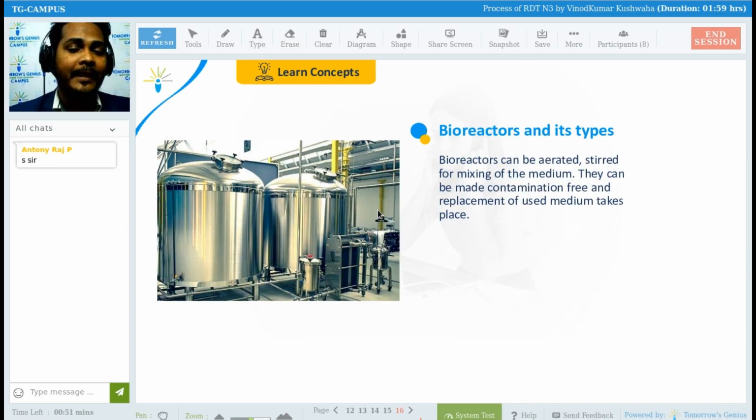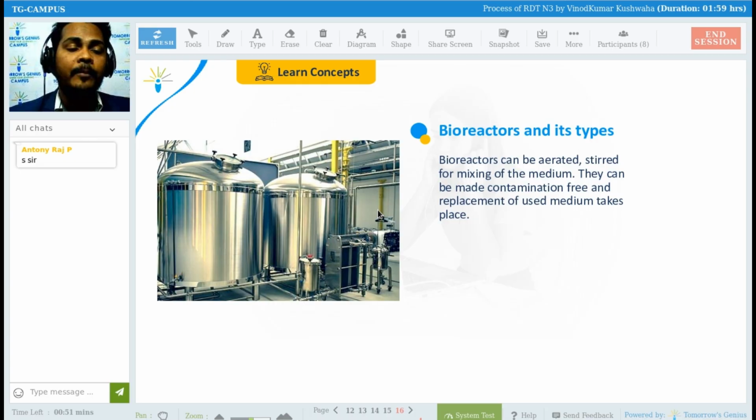Now, a bioreactor can be aerated. Why is it aerated? Because it needs proper aeration, because the microbes are growing inside, right? If your bioreactor is completely closed and no oxygen is present inside, then your microbes may get killed, and that's why it requires proper aeration.